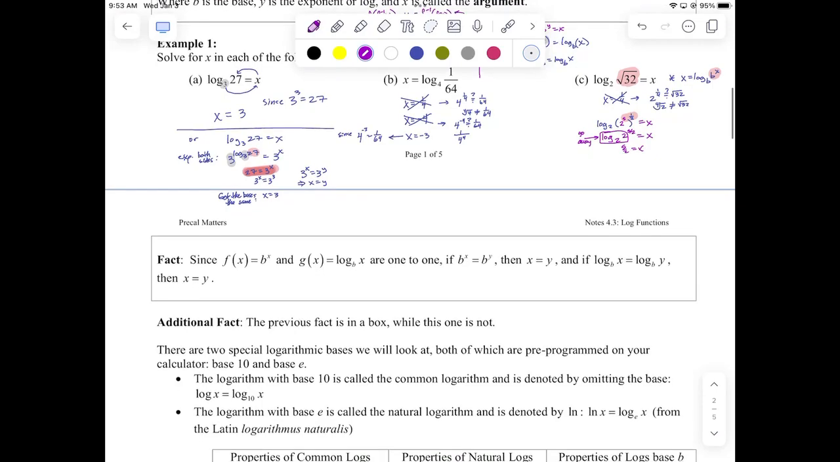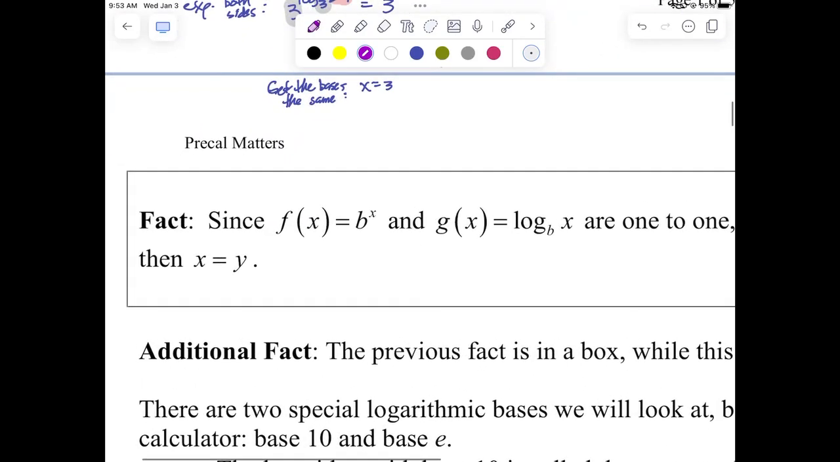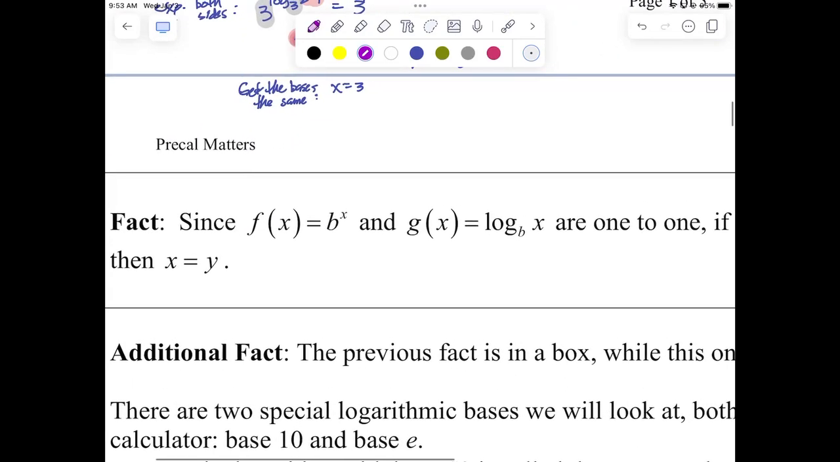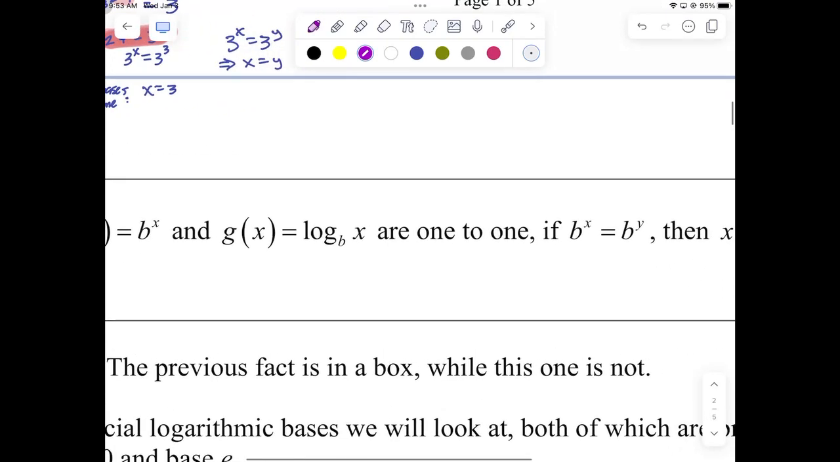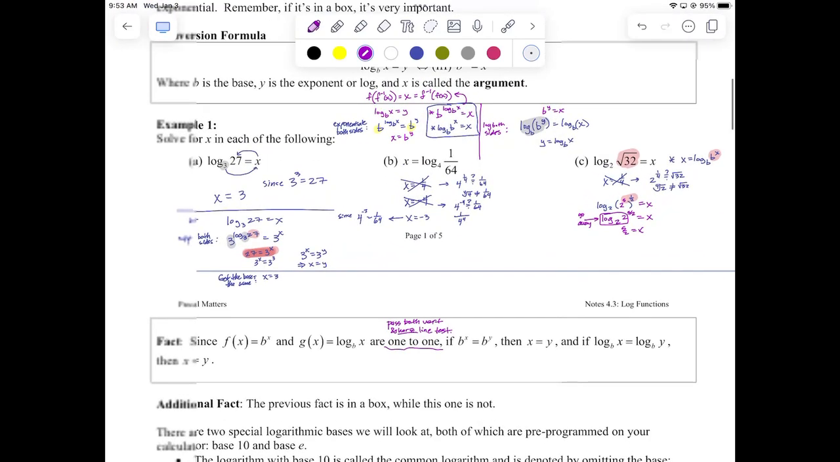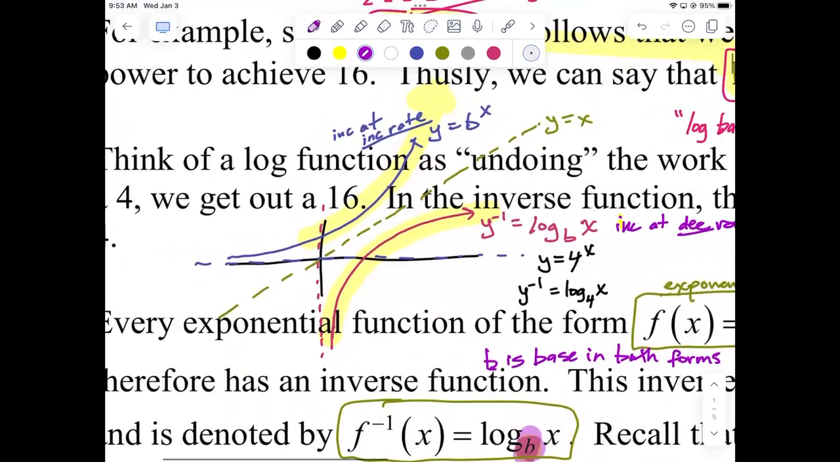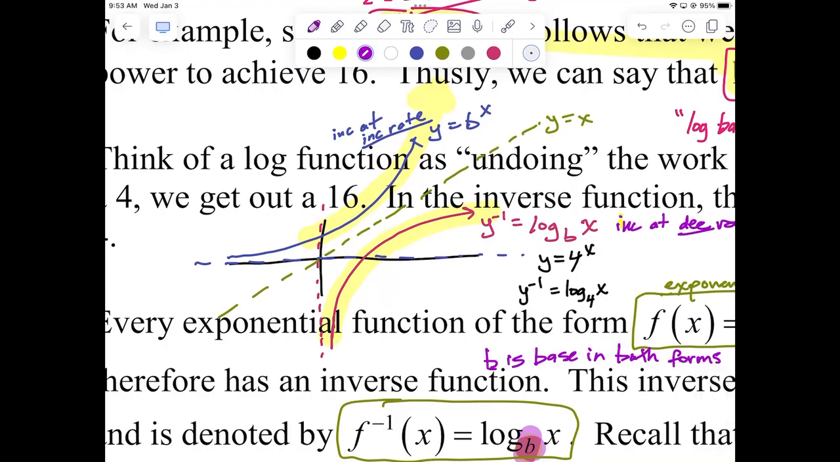Here's the getting the bases the same. I already said this. Since b to the x and log base b of x are both 1 to 1. Remember what it means to be 1 to 1? They pass both the vertical and the horizontal line test. Okay, and we know that that's true. We can see that from the graphs up here. They both pass the vertical and the horizontal line test.